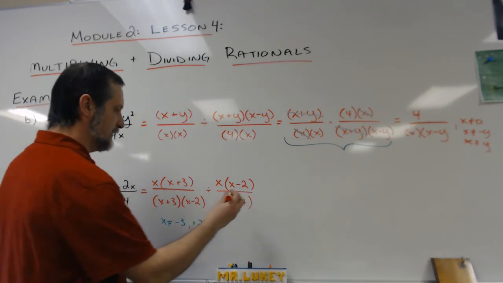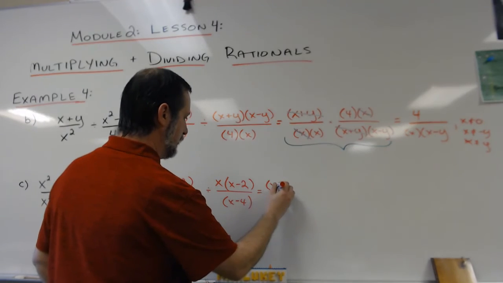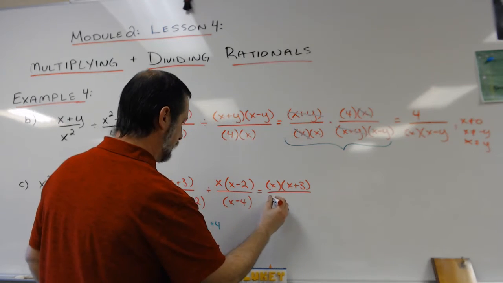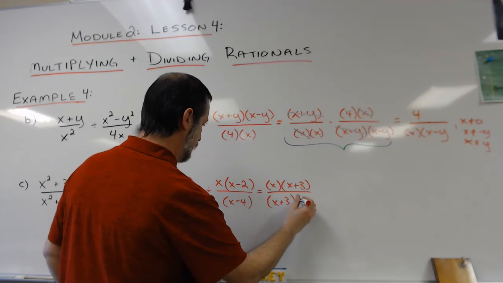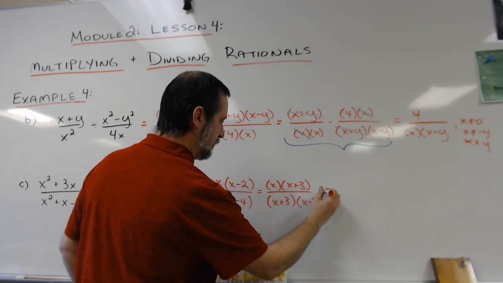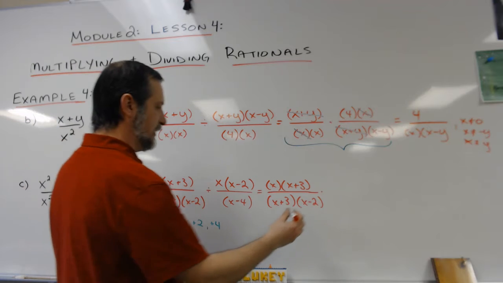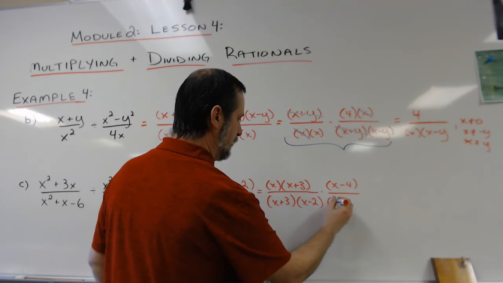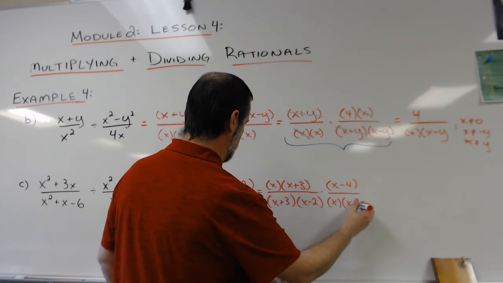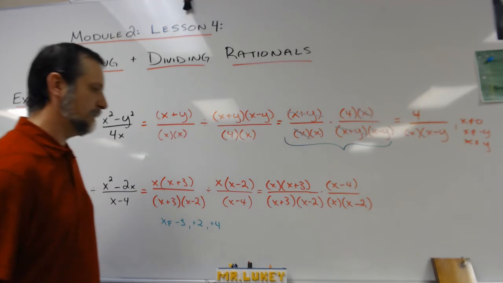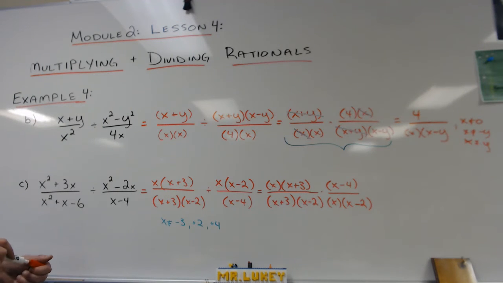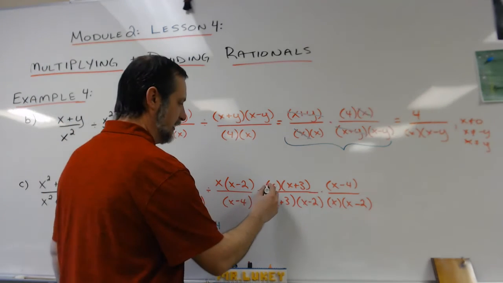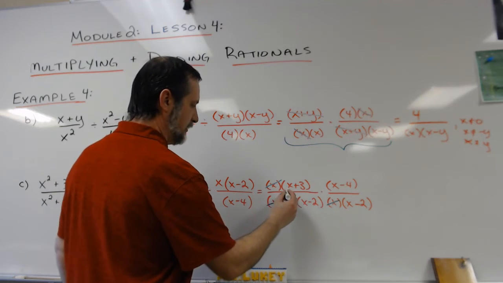Find the reciprocals of this. X times x plus 3 over, multiply this by the reciprocal, x minus 4 over x times x minus 2. And we can see what we're doing with this. So we have this all stretched out. Start looking for things I can cancel out. The x and the x, the plus 3 and the plus 3.